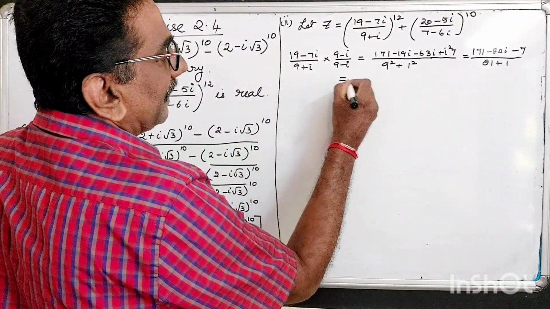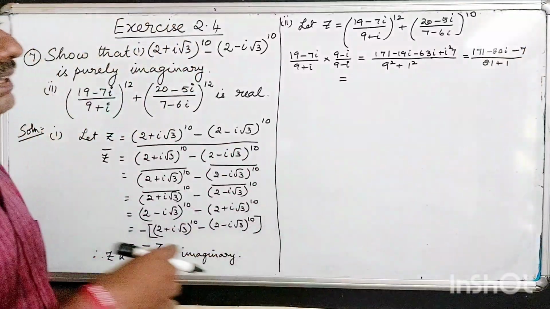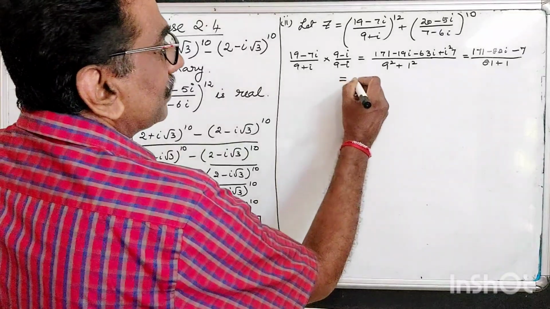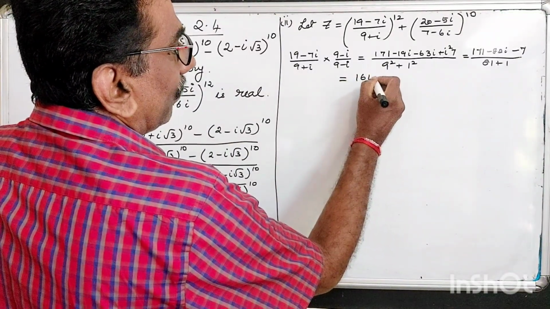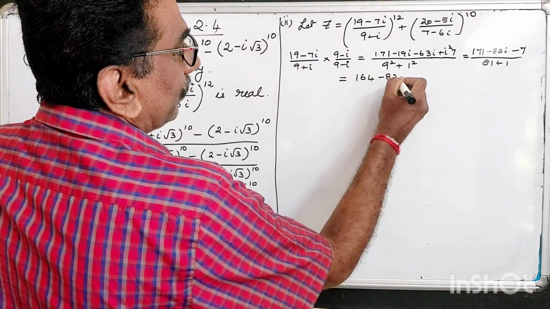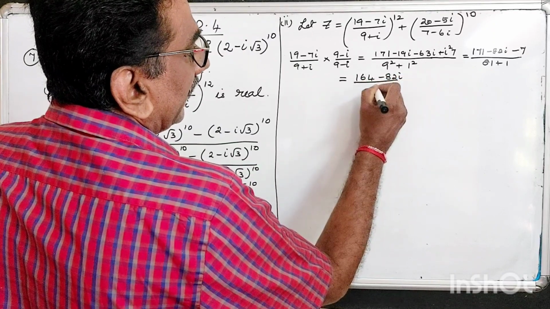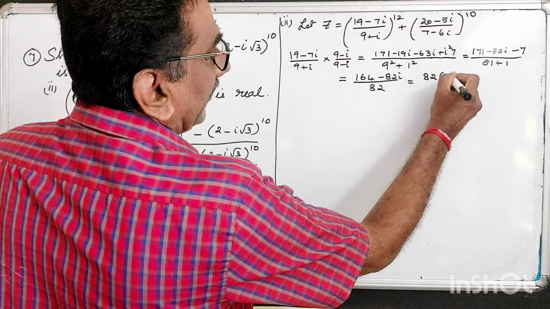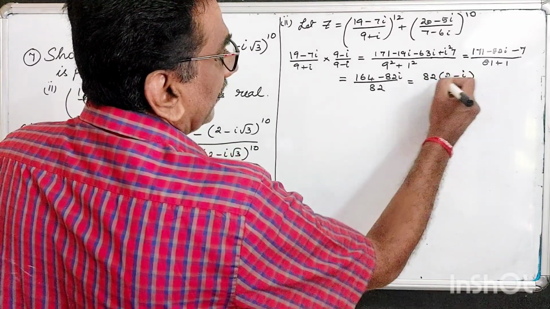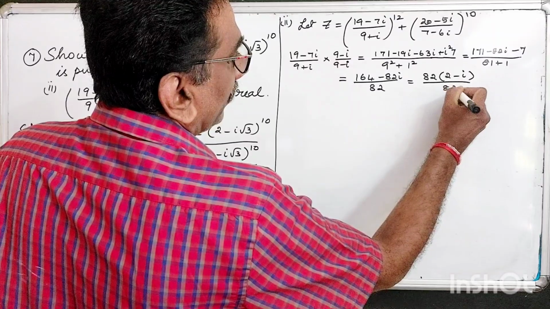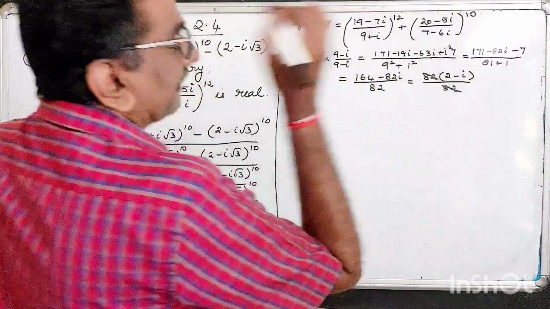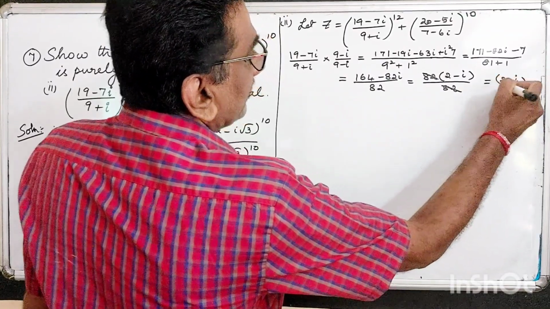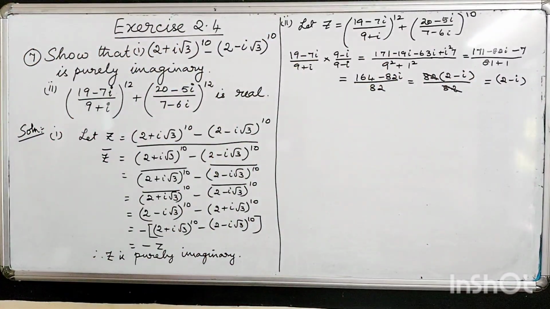Now this is equal to 171 minus 7. Both are real parts. So 171 minus 7 is 164 minus 82i divided by 82. If I take 82 as common, I get 2 minus i divided by 82. These two get cancelled. So I get 2 minus i. This is the first complex number.